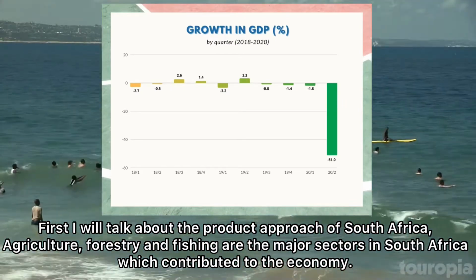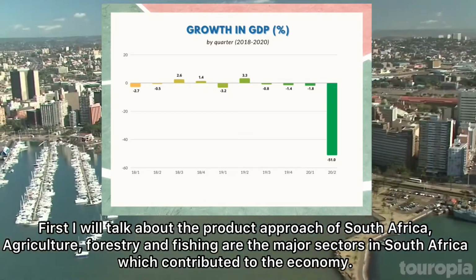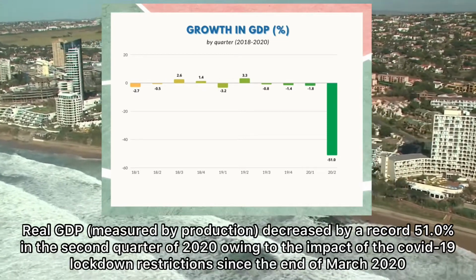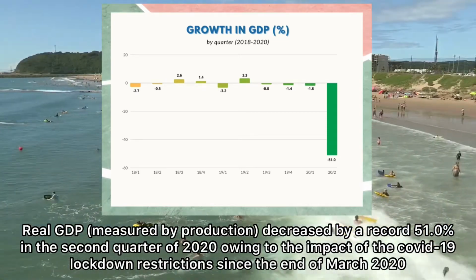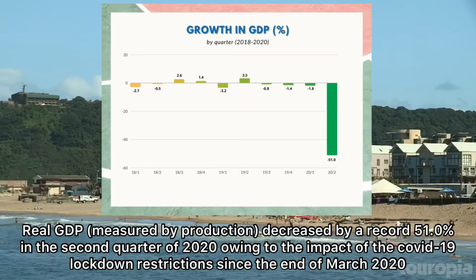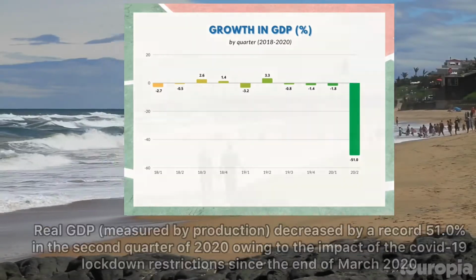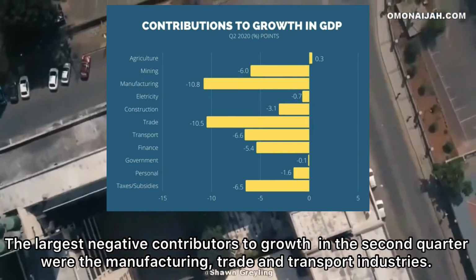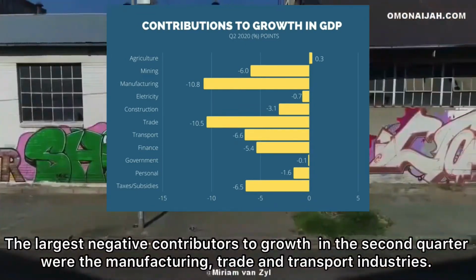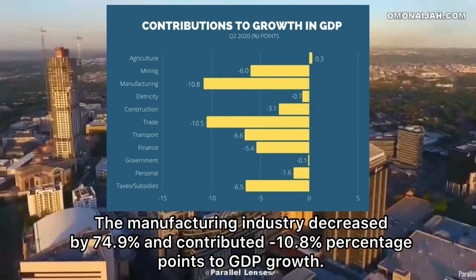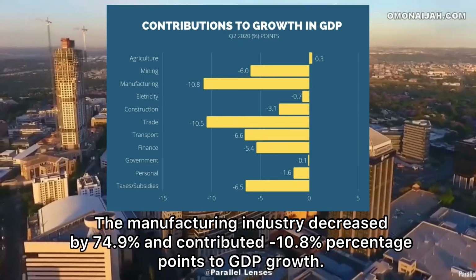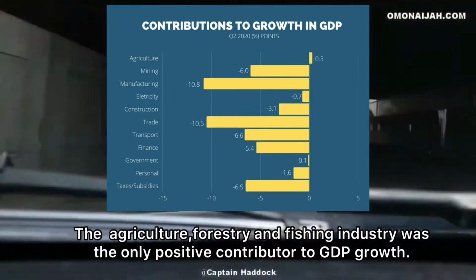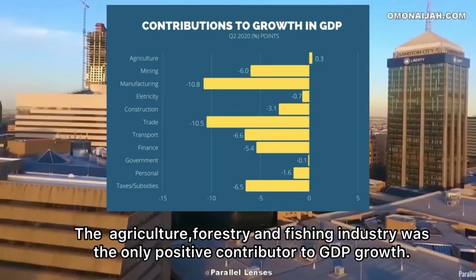Agriculture, forestry, and fishing are the major sectors in South Africa which contribute to the economy. Real GDP measured by production decreased by a record 51% in the second quarter of 2020, owing to the impact of the COVID-19 lockdown restrictions since the end of March 2020. The largest negative contributors to growth in GDP in the second quarter were the manufacturing, trade, and transport industries. The manufacturing industry decreased by 74.9% and contributed negative 10.8 percentage points to GDP growth. The agriculture, forestry, and fishing industry was the only positive contributor to GDP growth.